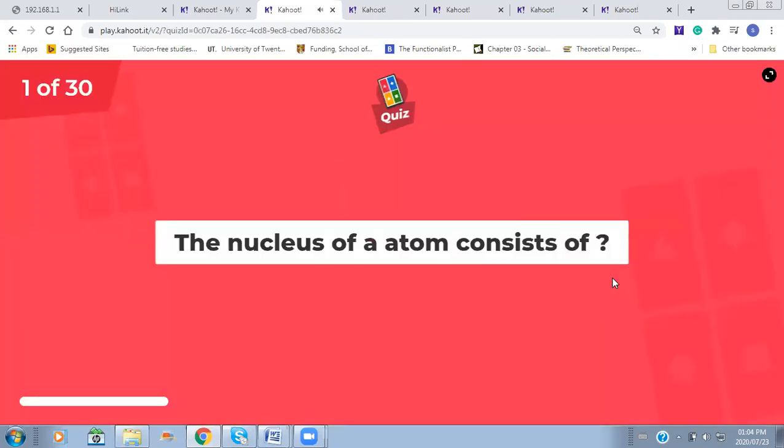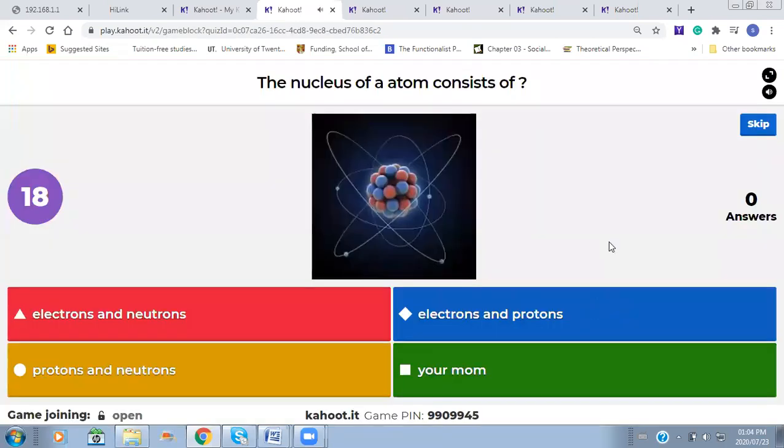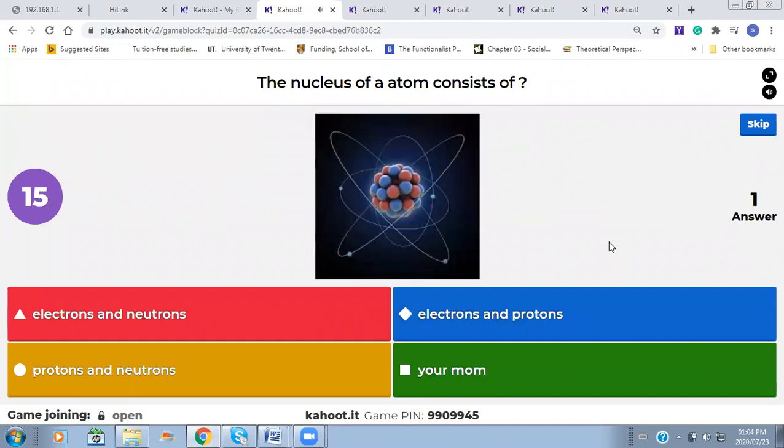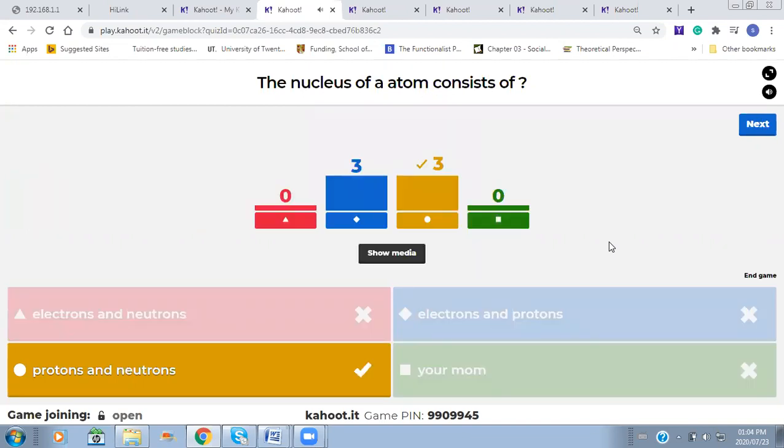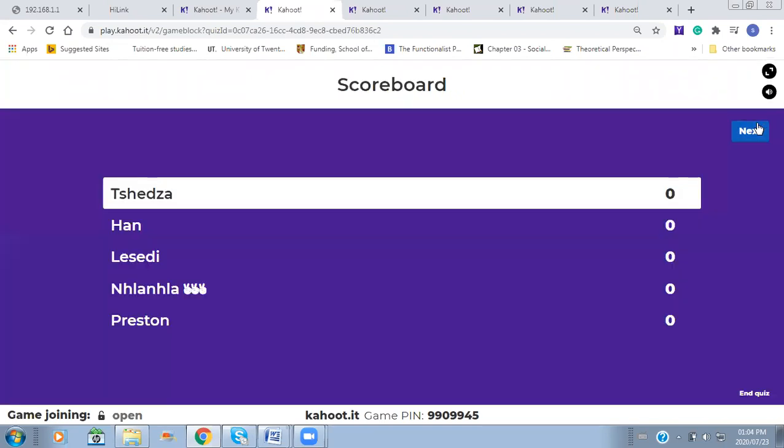Very good. So we have got 30 questions. Let's go. The nucleus of an atom consists of: A, electrons and neutrons; B, electrons and protons; C, protons and neutrons. The clock is ticking. Okay, so I've got 3 people who answered it correctly, and the other 3 didn't choose or selected the wrong one. Let's see those who did answer first. Okay, I have Teza, Han, and followed by Lesedi. Let's go to the next question.